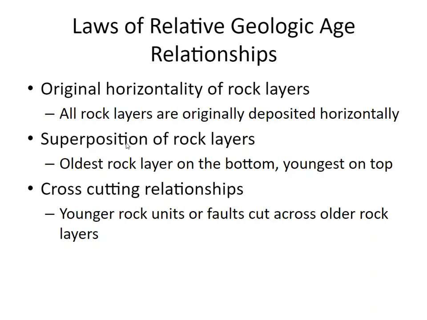Then you have superposition of rock layers. That simply means that the oldest rocks are on the bottom and the youngest are on the top. And cross-cutting relationships describe how that fault cut across those older rocks. So the things that do the cutting are always younger than the things they're cutting. Okay? And you can go back and look at that picture if you'd like to apply those concepts.